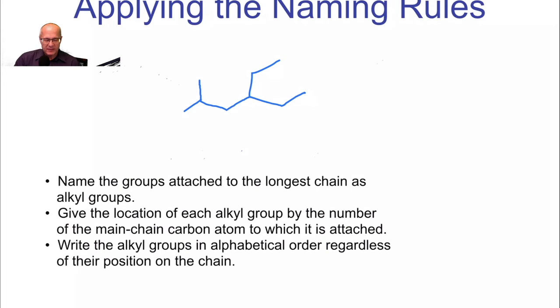All right, guys, we're back. Now the name. Let's find the longest continuous chain. 1, 2, 3, 4, 5, 6. Same. 1, 2, 3, 4, 5. Nope. 1, 2, 3, 4, 5, 6. Okay. So we can either number it from here or from here. Doesn't matter. You get the same name.